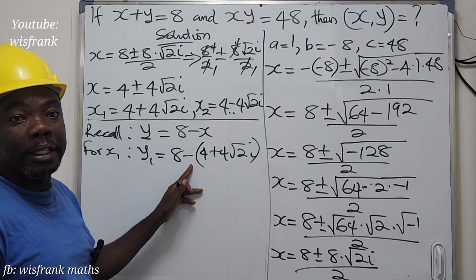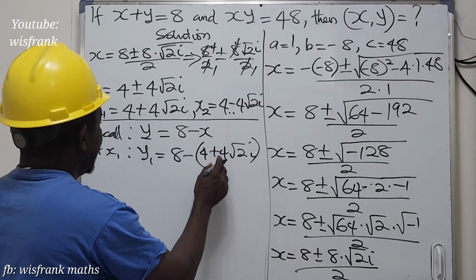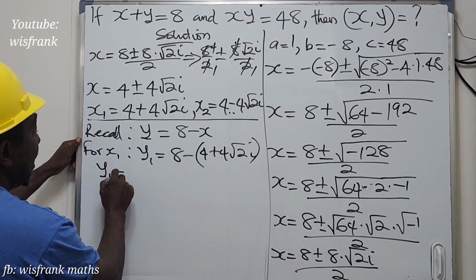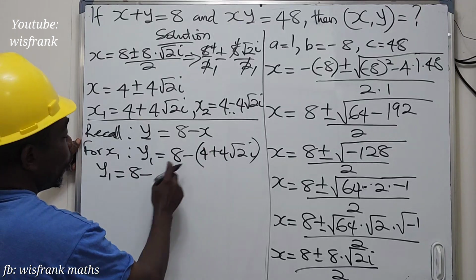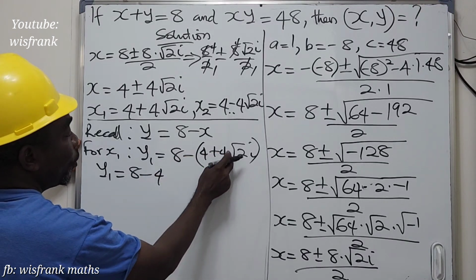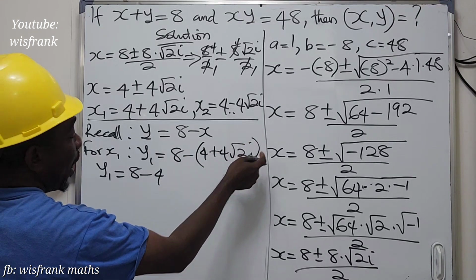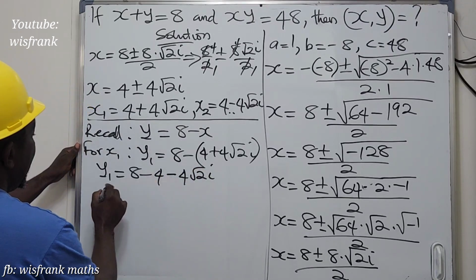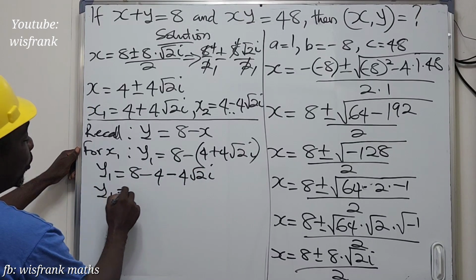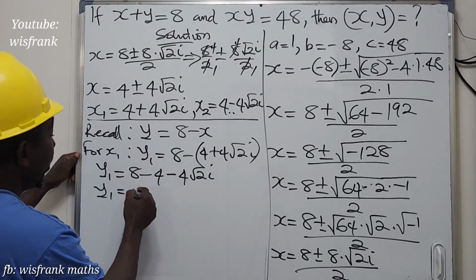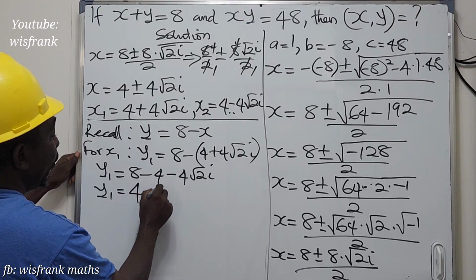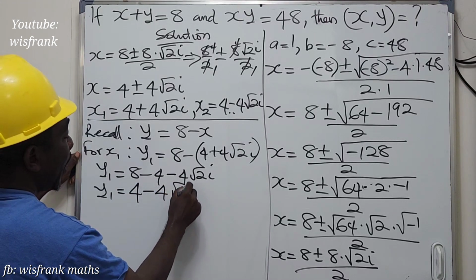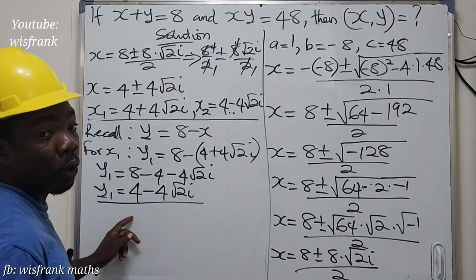So we are going to expand this negative with this parenthesis. So we have the value of y1 as 8. Minus goes into 4, we have minus 4. Then minus goes into 4 root 2i and will give us minus 4 root 2i. So here we have y1 equals 8 minus 4, which gives us 4, then minus 4 root 2i. So this is the value of y1 that we have.